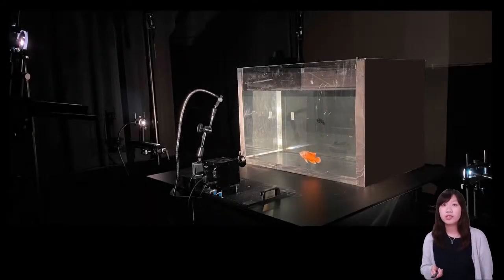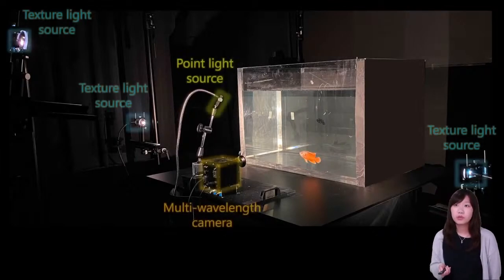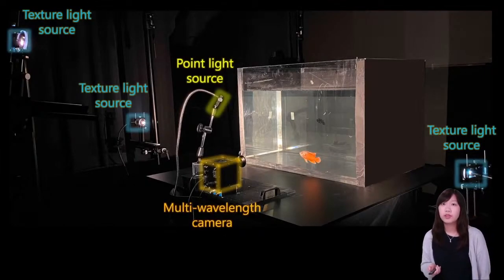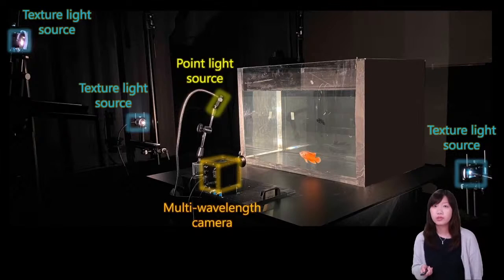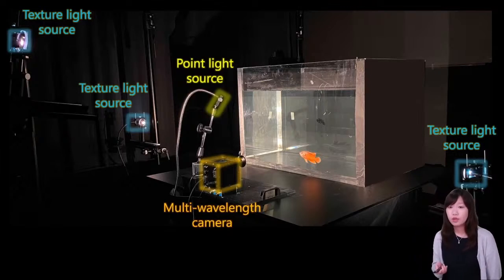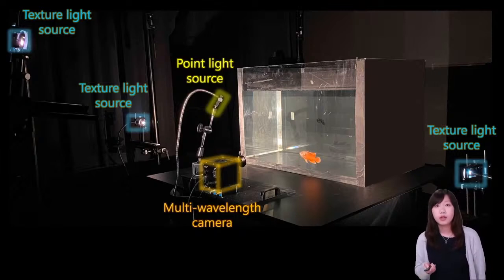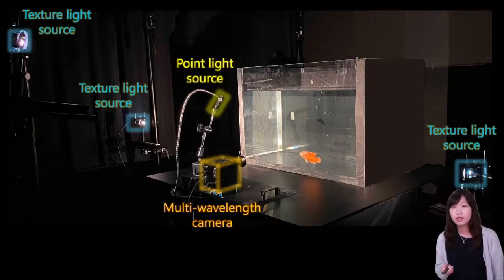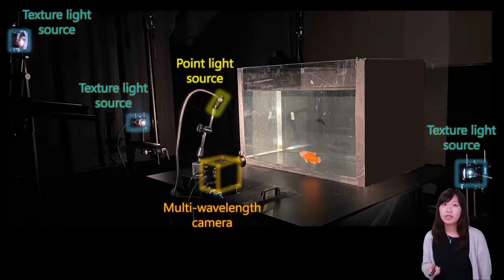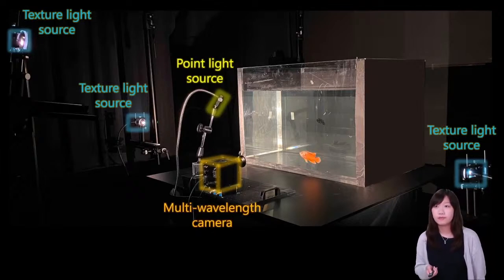We built an imaging system that consists of a point source and a custom-built multi-wavelength camera for video rate capture. We optionally use additional 3 texture light sources, each placed with an RGB bandpass filter in front of it, to capture more uniformly lit texture information.